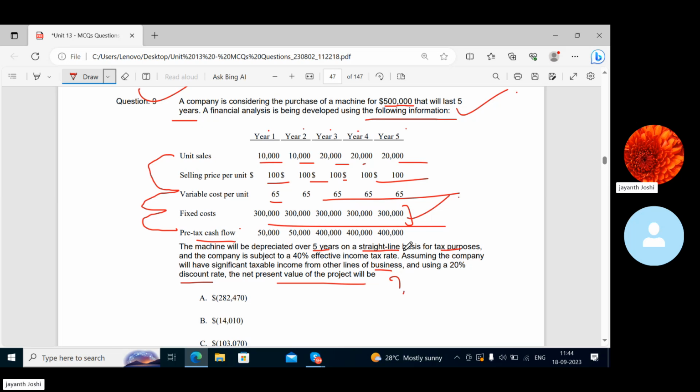Pre-tax cash flow is equal to PBIT. No, PBIT is different. You have to convert PBIT to cash flows, but need not worry, since they have given pre-tax cash flow. You can take after-tax cash flows, so you can take 60%, 0.6. Can you try to find out? Shall I wait? Yes.